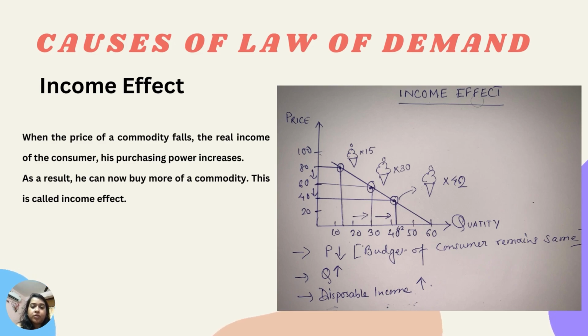I have also represented it graphically. You see that when the price is falling for ice cream, the quantity of ice cream is also increasing from 15, 30, and then 42. So what happens is that price falls, quantity increases, and the disposable income that a person has in hand is also increasing. However, we consider the budget to be constant here.